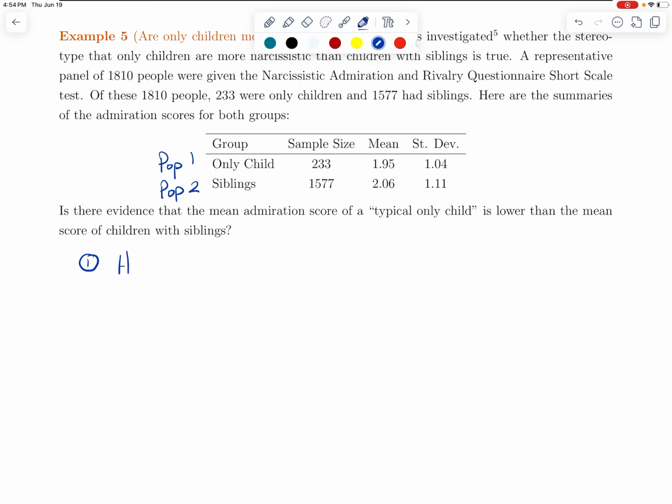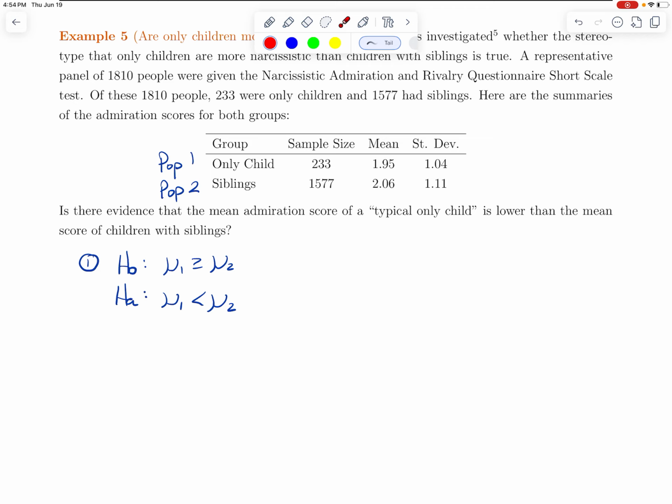So the null hypothesis is nothing is going on here. And what are we asking as the researcher? We're asking, is there evidence that the mean score of only children is lower than the mean score of children with siblings? So let's do the alternative first. We're asking, is mu1 less than mu2, which means that if nothing is going on, then actually mu1 is greater than or equal to mu2. So that's the setup there.